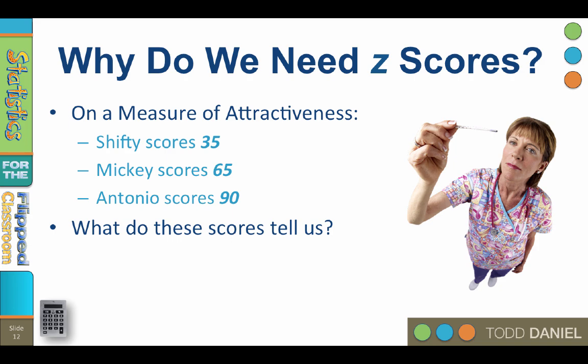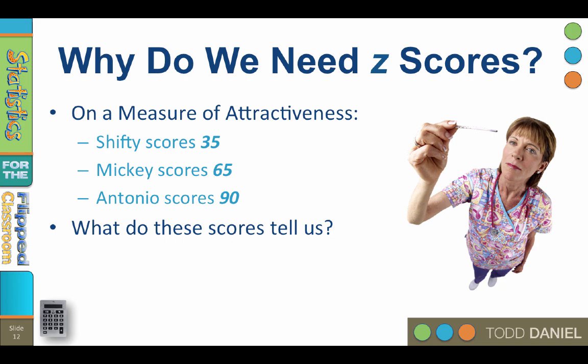Shifty scores 35. Mickey scores 65. And Antonio scores 90. What do these scores tell us? Well, not very much. We know that Antonio is more attractive than Mickey or Shifty, but we know really nothing about how these 3 guys compare to everyone else who took the test. They could all be really ugly or really great looking. We don't know. So what else would be helpful for us to interpret the scores?